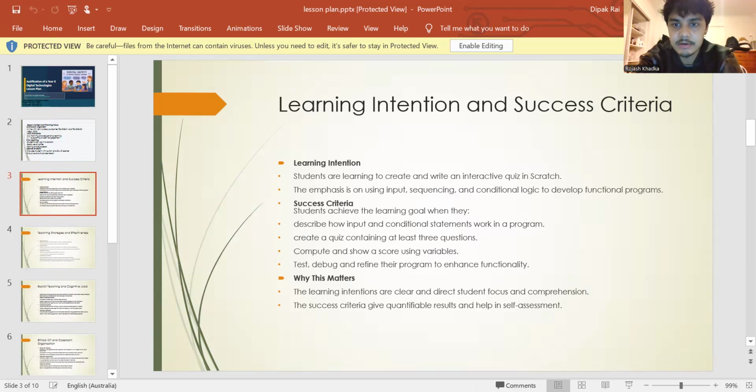So the next slide is about learning intention and success criteria. The learning intention of this lesson is for students to create an interactive quiz using Scratch. They will apply programming concepts such as input, sequencing, and conditional logic to develop a functional program. A student will achieve success when they can explain how input and conditional statements work, create a quiz with at least three questions, calculate and display a score using variables, and test and improve their programs. These success criteria help students clearly understand what is expected and allow them to evaluate their own progress.